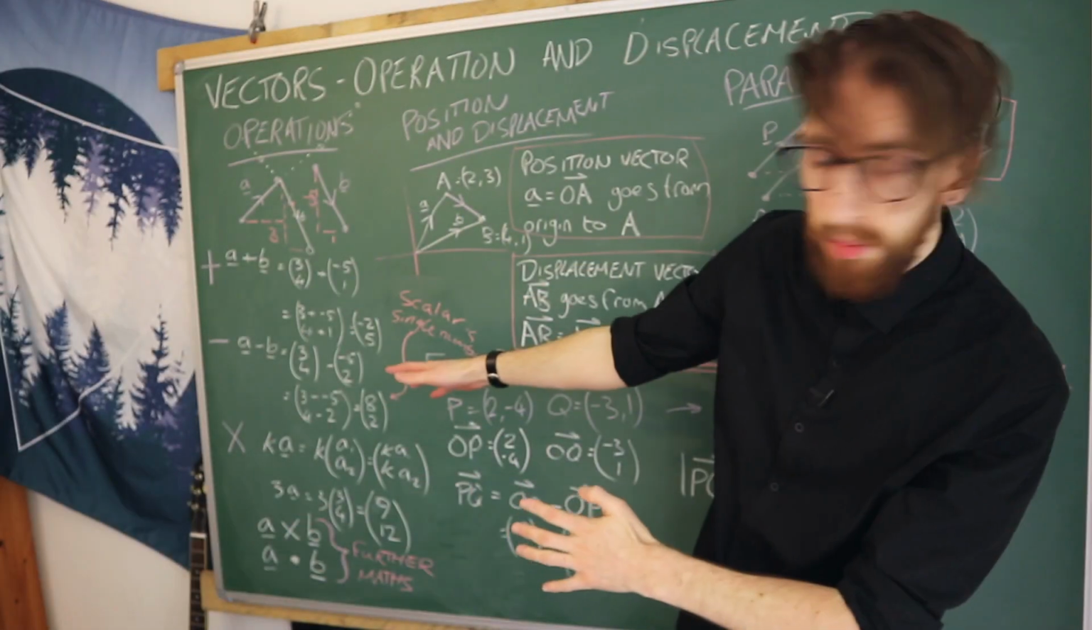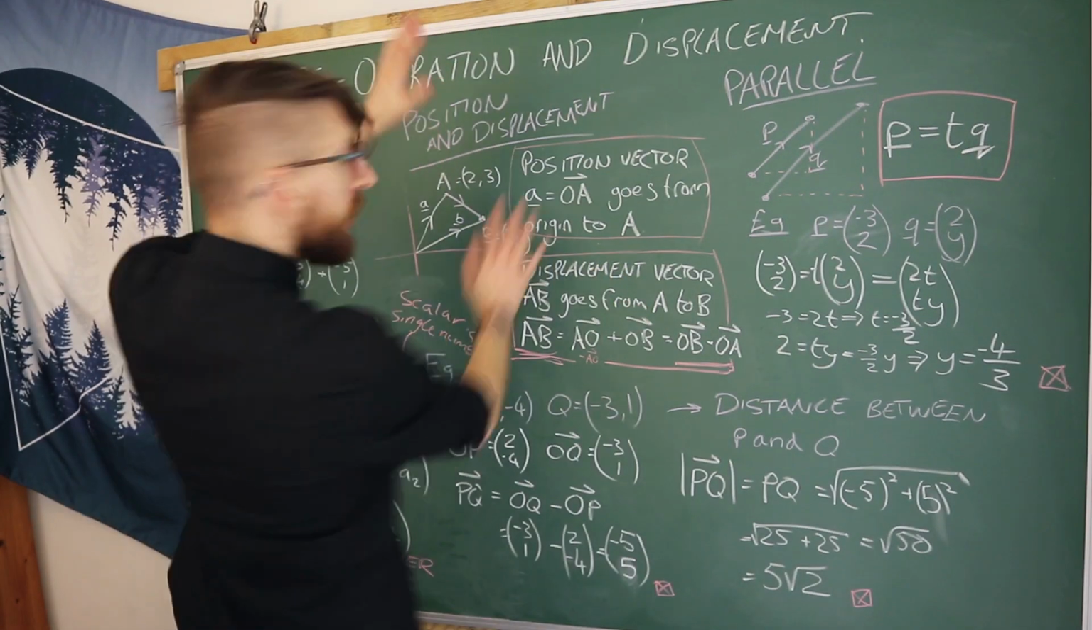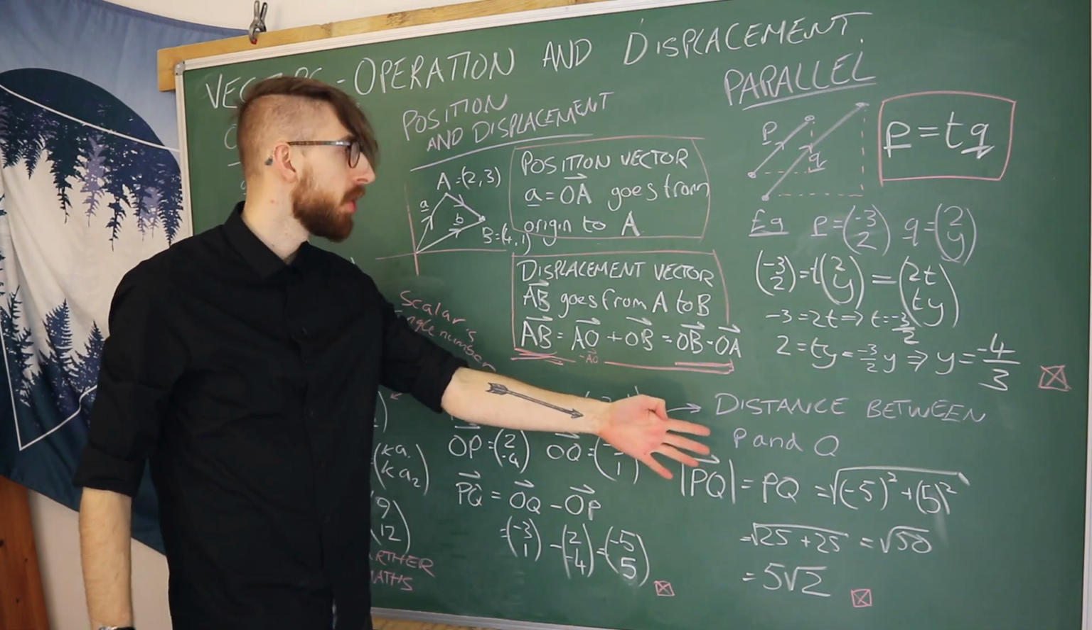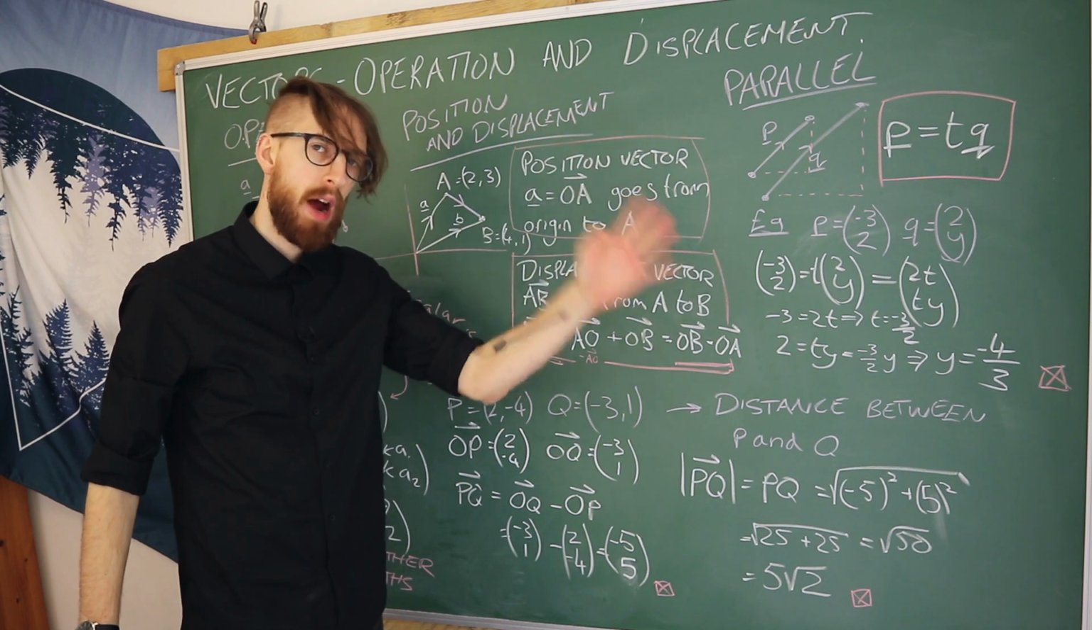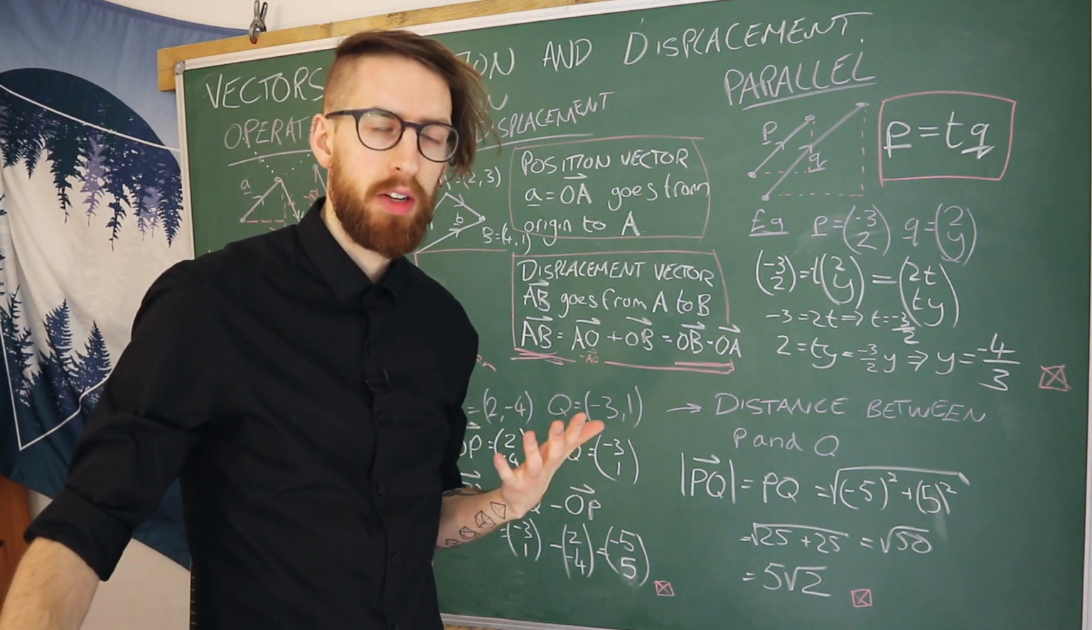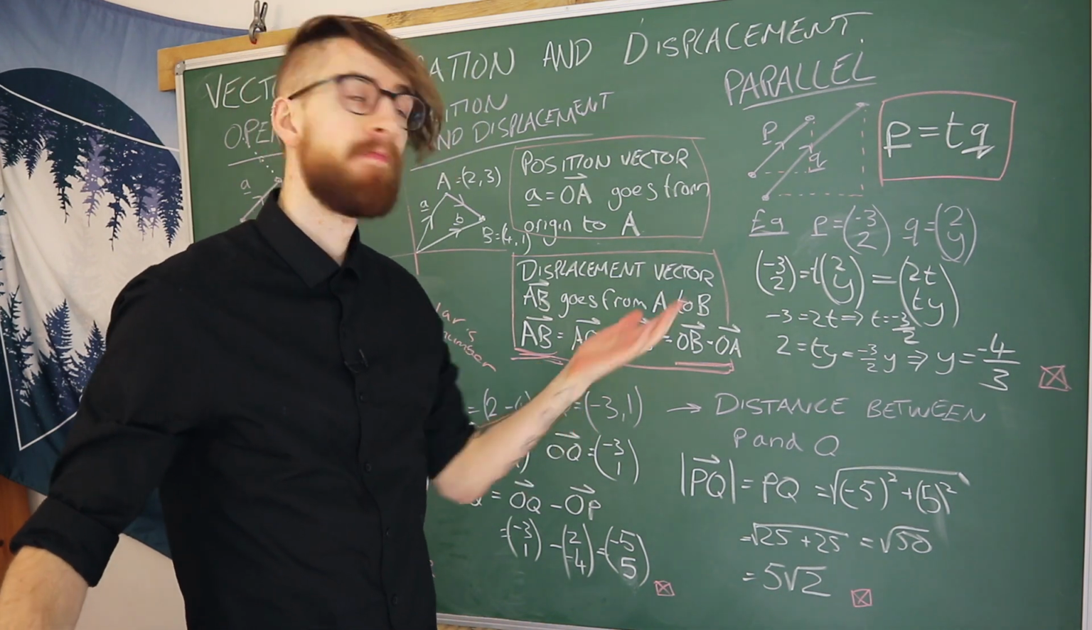Right, so we've got our scalar multiplication, then we've got position and displacement. That's pretty straightforward. How to find the distance between 2 points, and then how to find parallel vectors. What comes next is applying all this to figure out geometrical problems. And that is it.